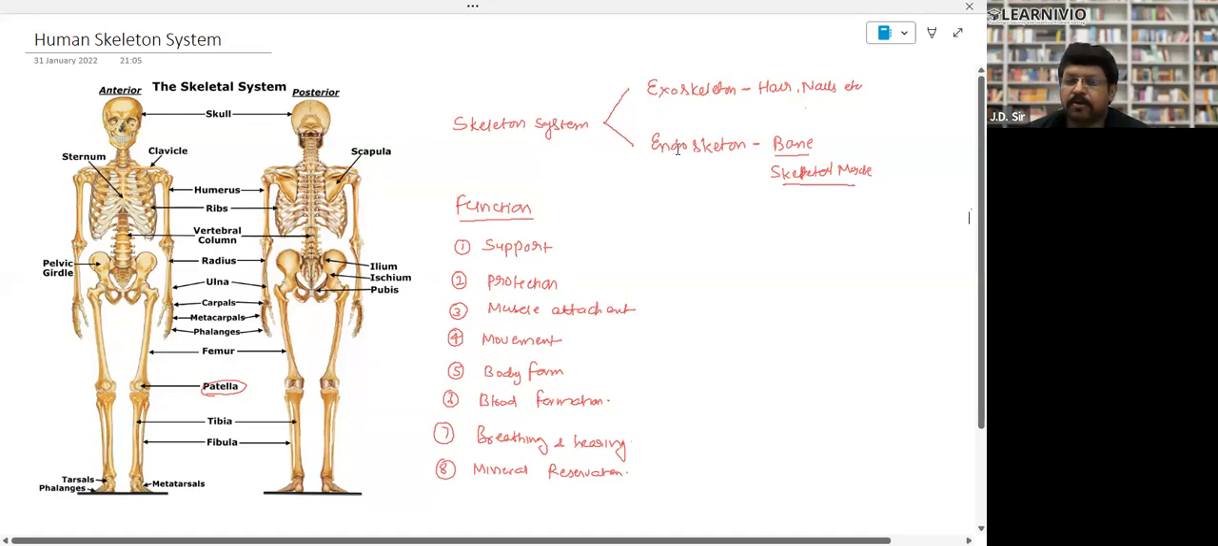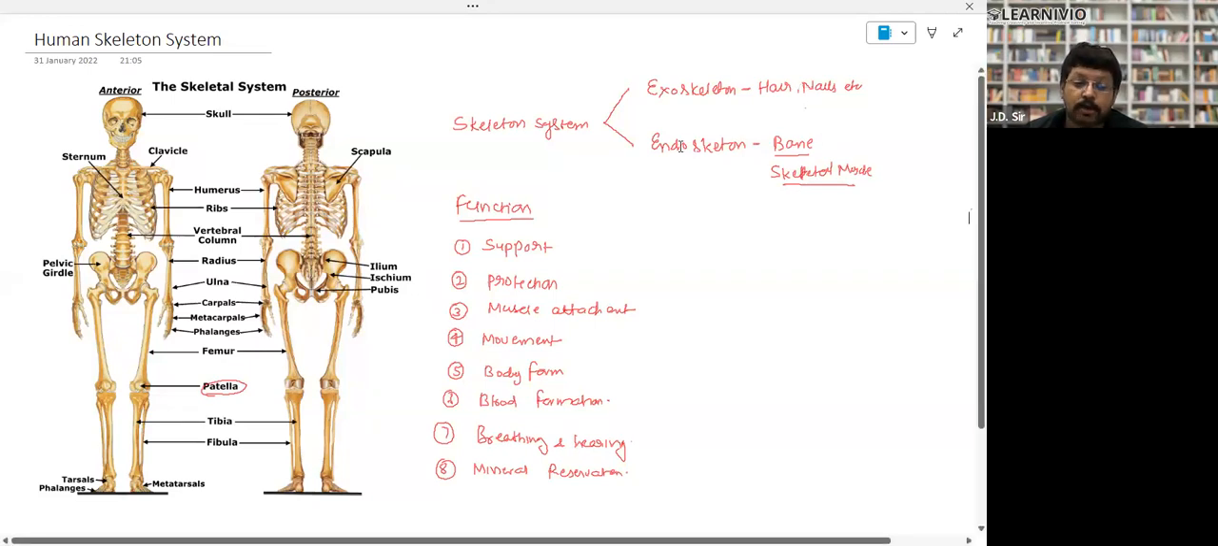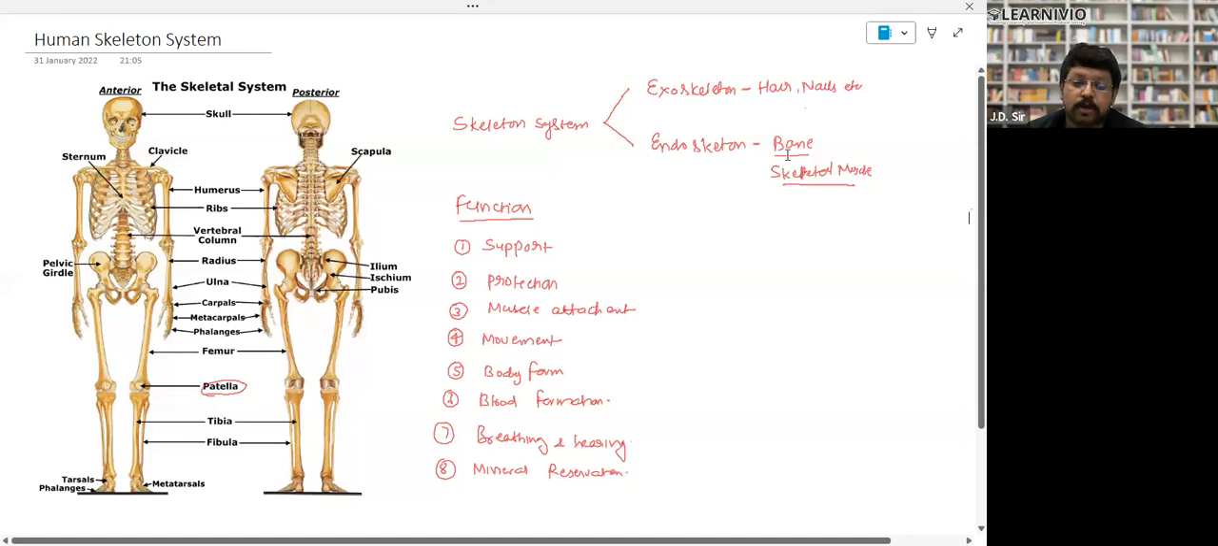When we talk about the exoskeleton, we talk about the hair, nails, and all that. Even the external skin comes under the exoskeleton. When we talk about the endoskeleton, that is the support system present inside our body. So there are two types: bones and skeletal muscles.